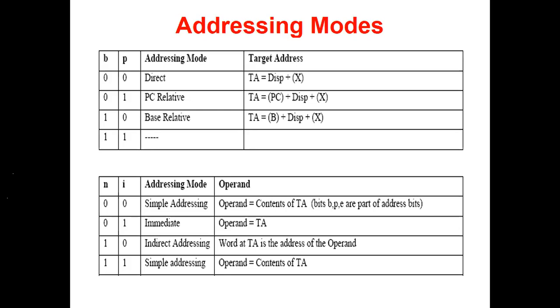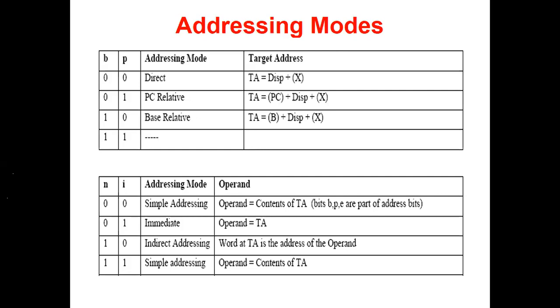Do you see the table at the top? Yes, you can see. Okay. So you can see that the first one, when B is a zero and P is also a zero, we said that the target address is just what you have in the displacement, okay? But in case bit X is a one, then you also have to add what is in register X. When B is a zero and P is a one, that is program counter. So we calculate the target address by taking the contents of the program counter plus the displacement plus what is in register X. But remember, you only add what is in register X when bit X is a one.